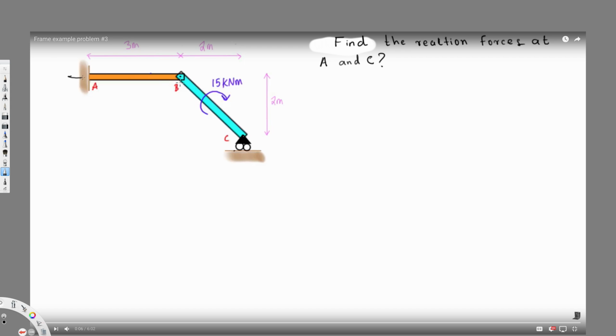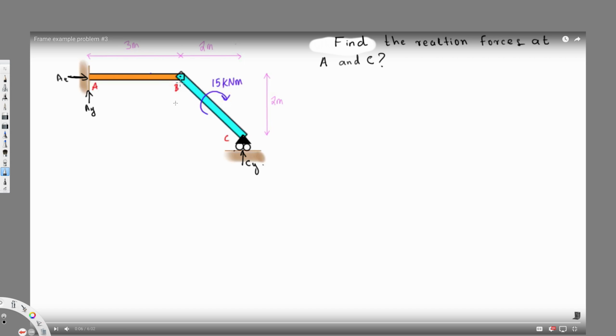So if I point, there's going to be Ax right here and Ay acting upside. We are not sure upside or downside. We just take a direction, and if we get a negative answer, it means we got the wrong direction, and we can correct it later. So in the C direction, we are going to have a force right here. It's going to be Cy.